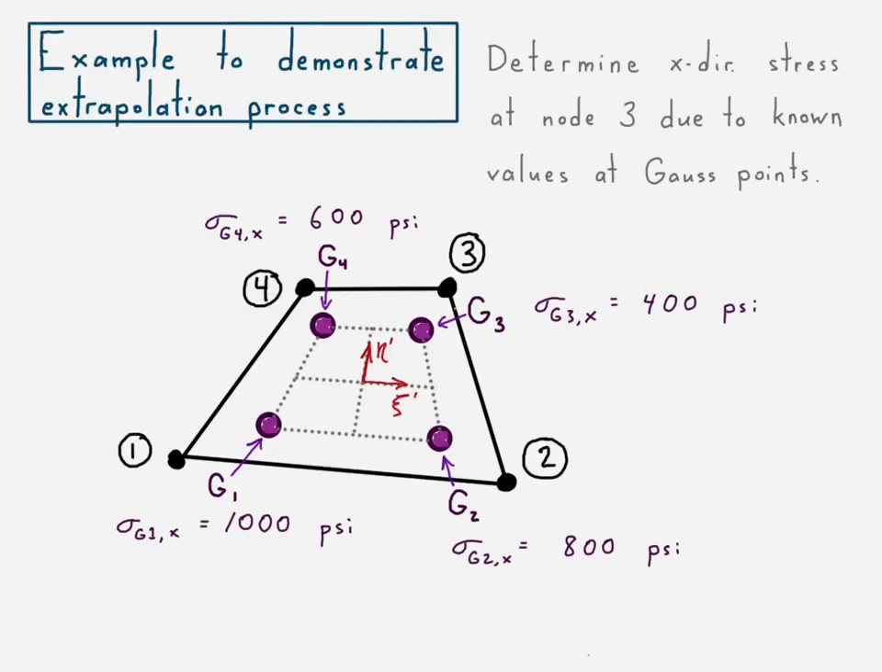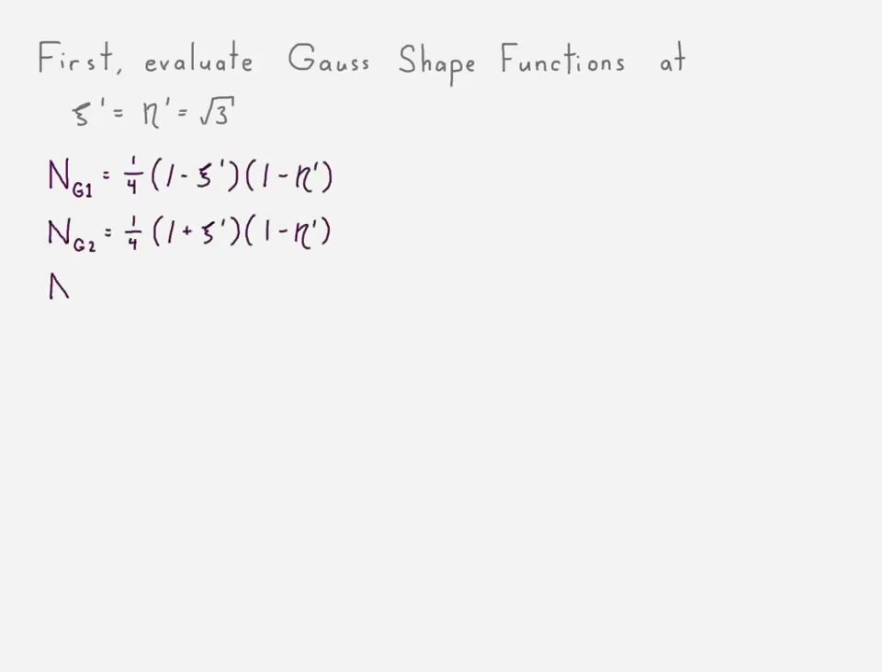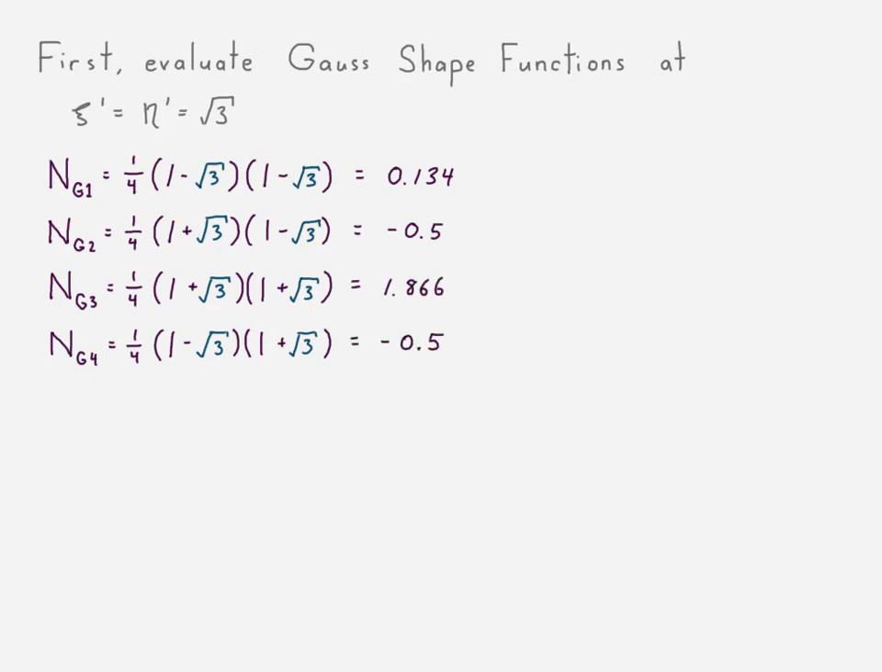So that's what we'll do. Oh, I just went through a lot of slides really quickly there. All right. So we're going to evaluate those shape functions first. There we go. There's all of our Gauss-scale shape functions. Gauss shape functions, same form as those regular shape functions, right? We just changed the scale. We have xi and eta prime instead. We'll make those substitutions there, replacing xi and eta prime with square root 3. We'll evaluate each of those values.